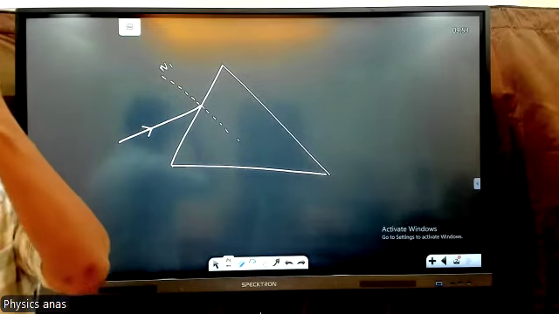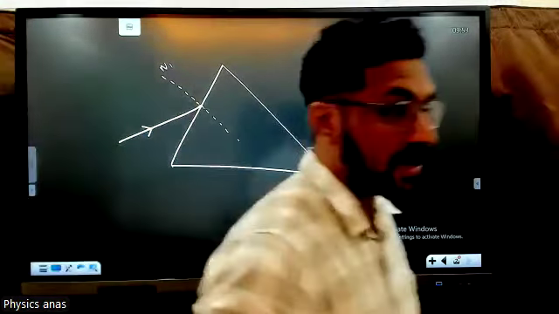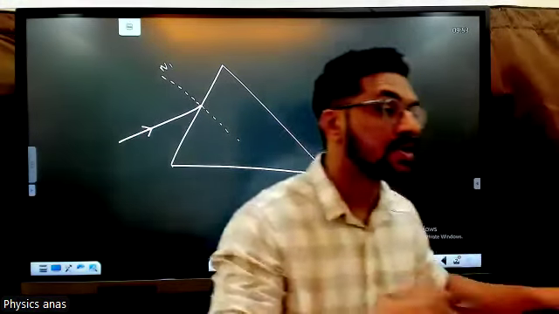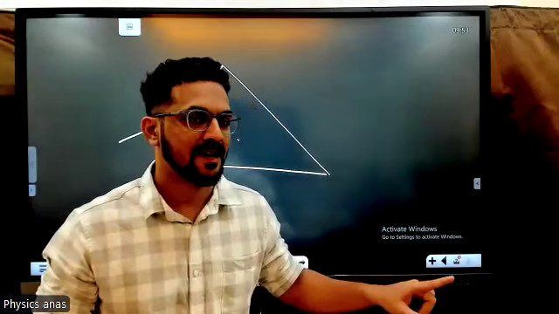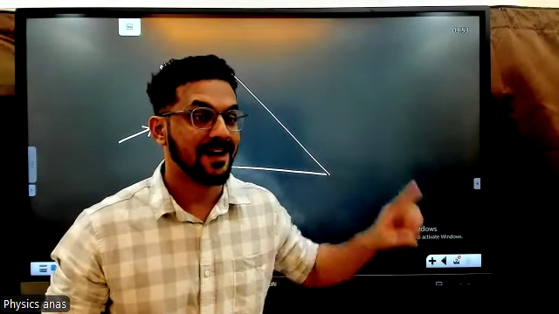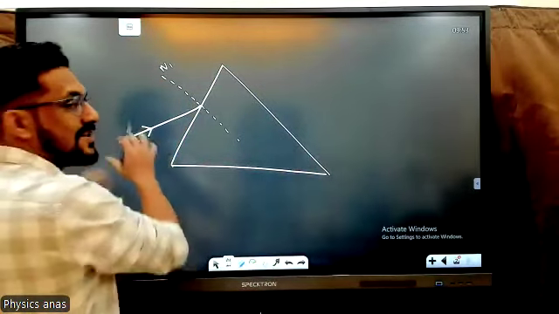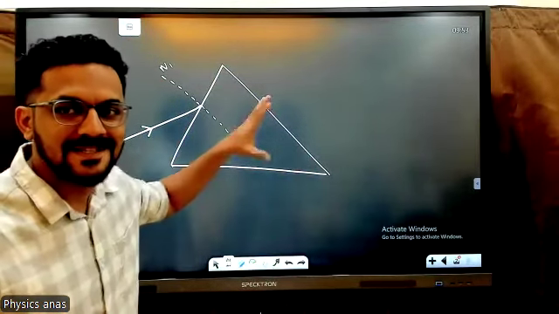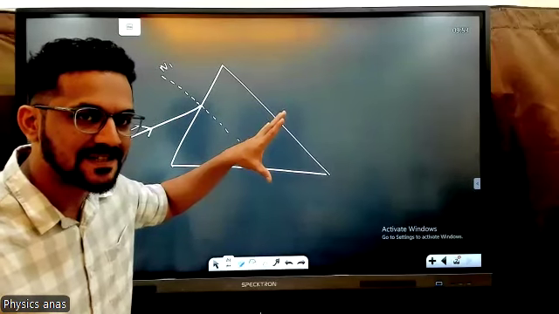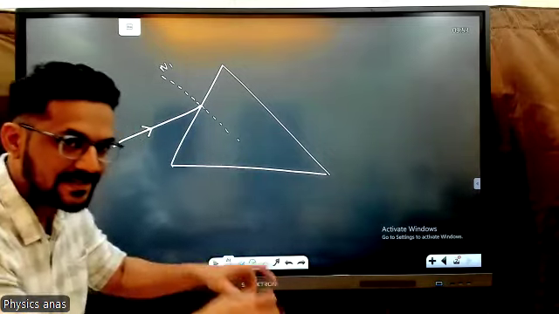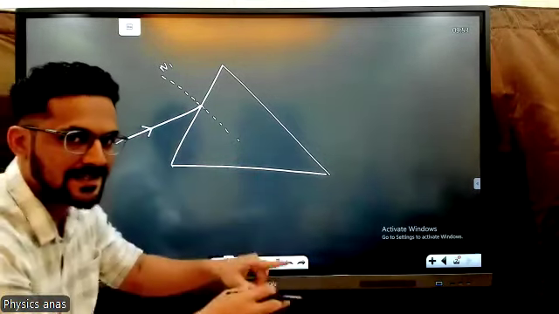Then what happens to the light ray? Refraction will happen, and the light ray will bend towards what? Towards the normal or away from the normal? Towards the normal. Why is that? Because it is going from rarer to denser. Here you have air. This is a prism which is made of glass. So the light is coming from air to glass. That is rarer to denser.